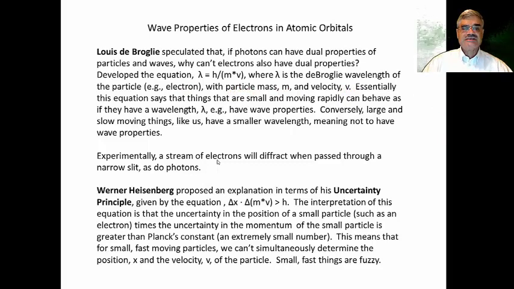Essentially, this equation says that things that are very small and that move very rapidly, of course, photons have no mass, so they're the smallest, but if you have small things like electrons moving very rapidly, they can behave as if they have a wavelength, and therefore they can have wave properties. Conversely, large, slow-moving things like us have a much smaller wavelength and do not even act as if we have wave properties.